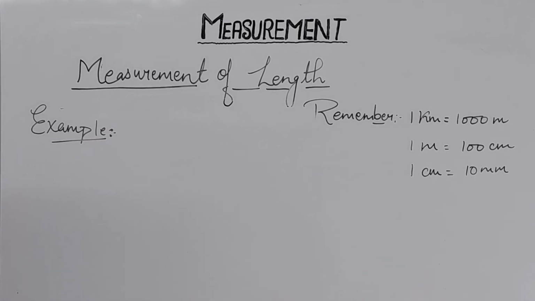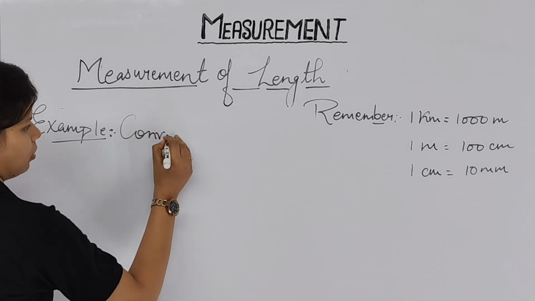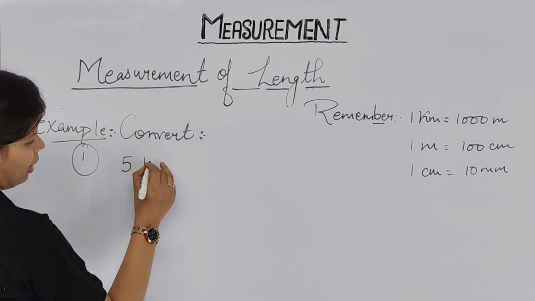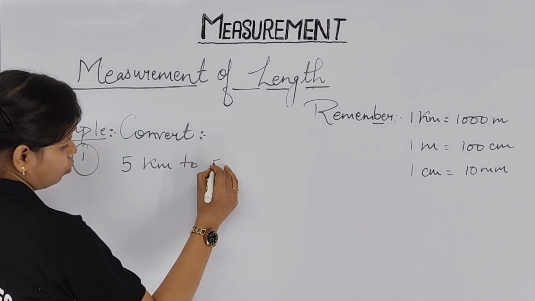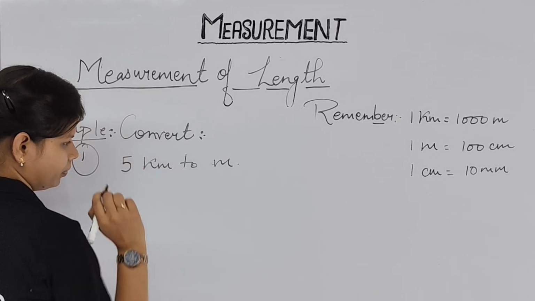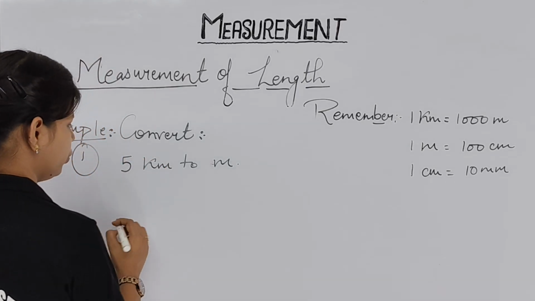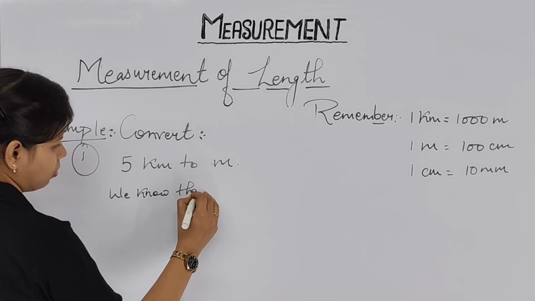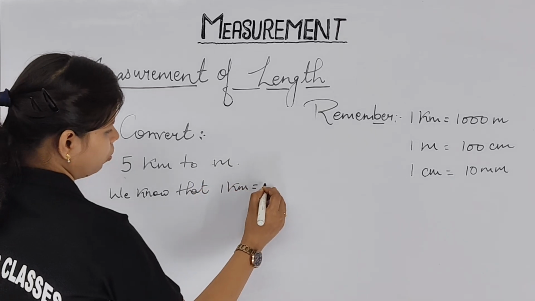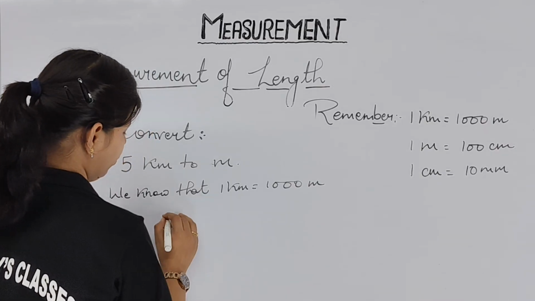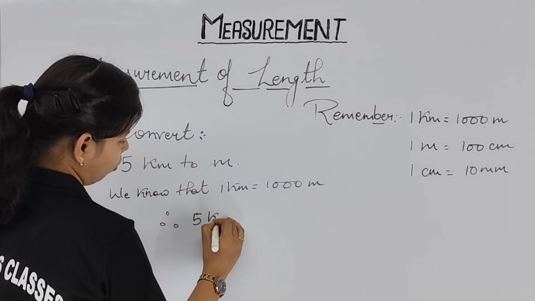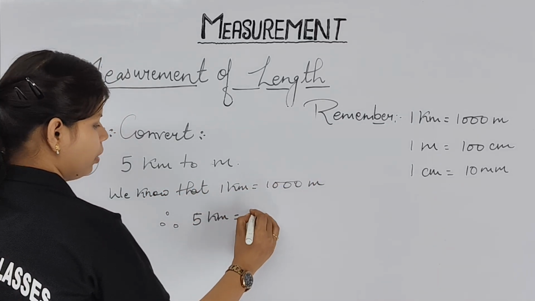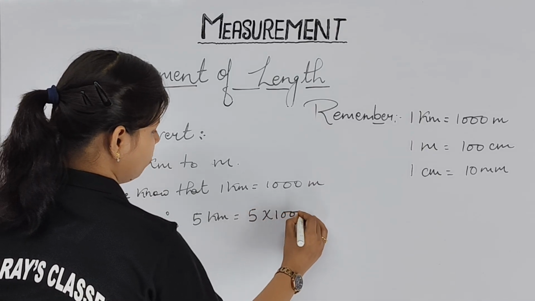We are going to take one example. Convert, first, 5 kilometer to meter. Clear? Now, what will you write? You will write like this. We know that 1 kilometer equals 1000 meter. Therefore, 5 kilometer equals 5 multiplied by 1000 meter.